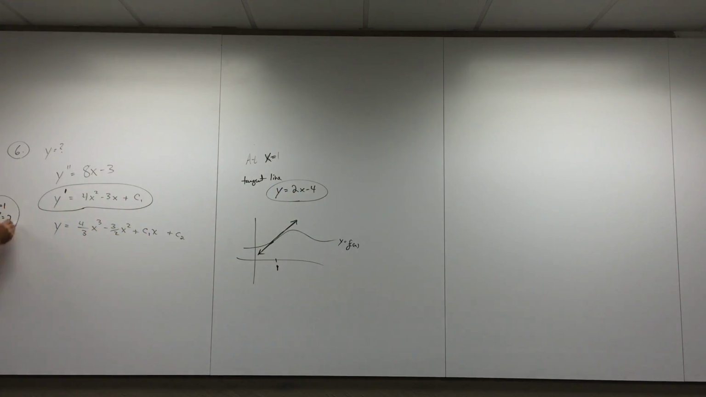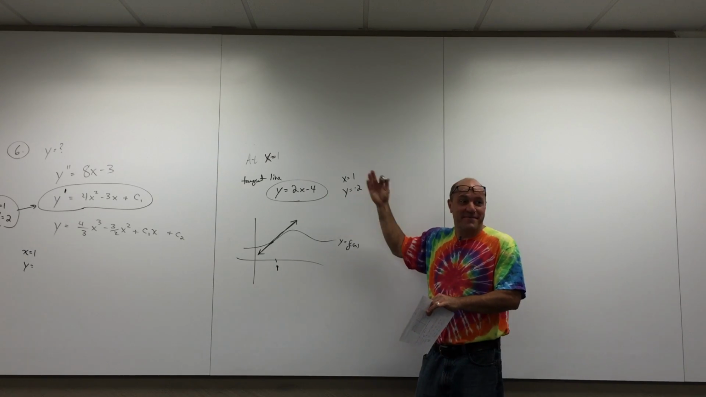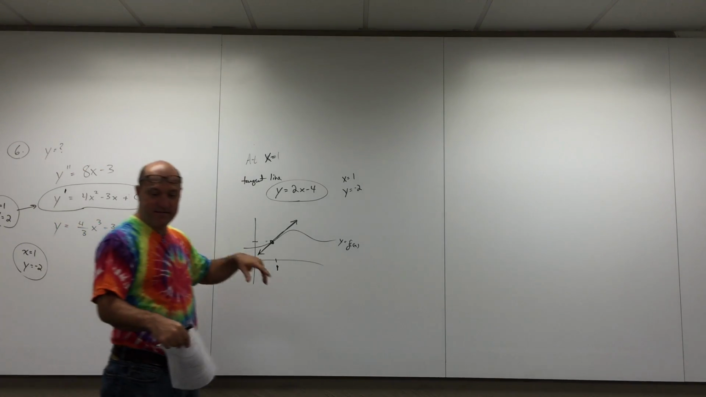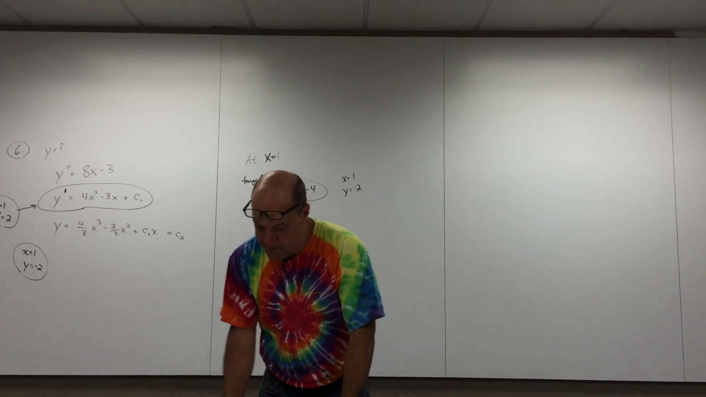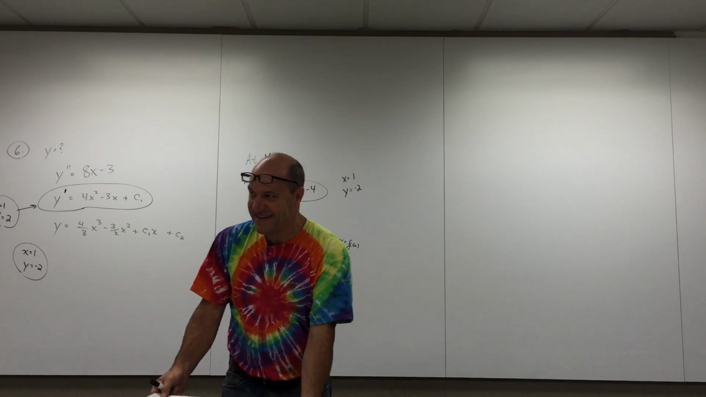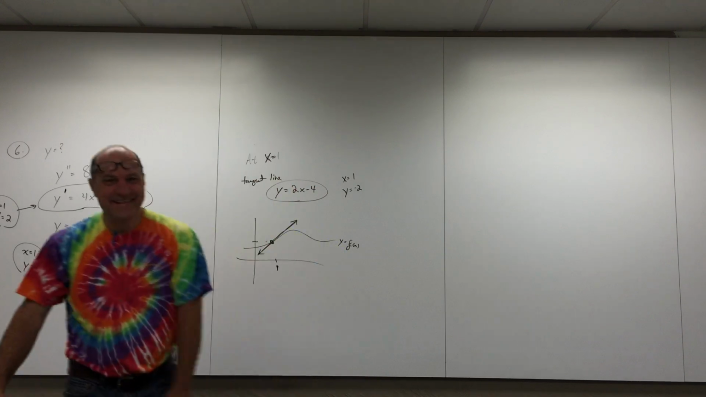So I'm looking for an initial condition that says something about y prime. Well, I should know what y prime is. Y prime is the derivative of the function. It is the slope of the tangent line. If that phrase pops into my brain, then I realize that the slope of the tangent line is 2. So I got this initial condition that says at x equals 1, y prime is 2.